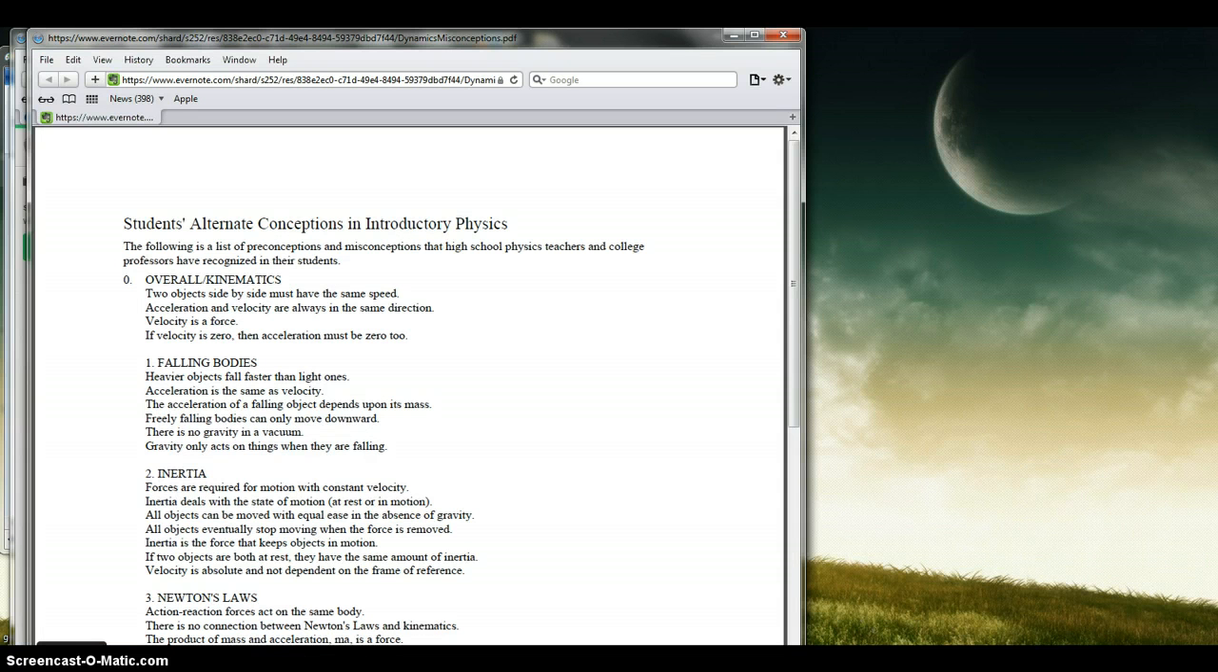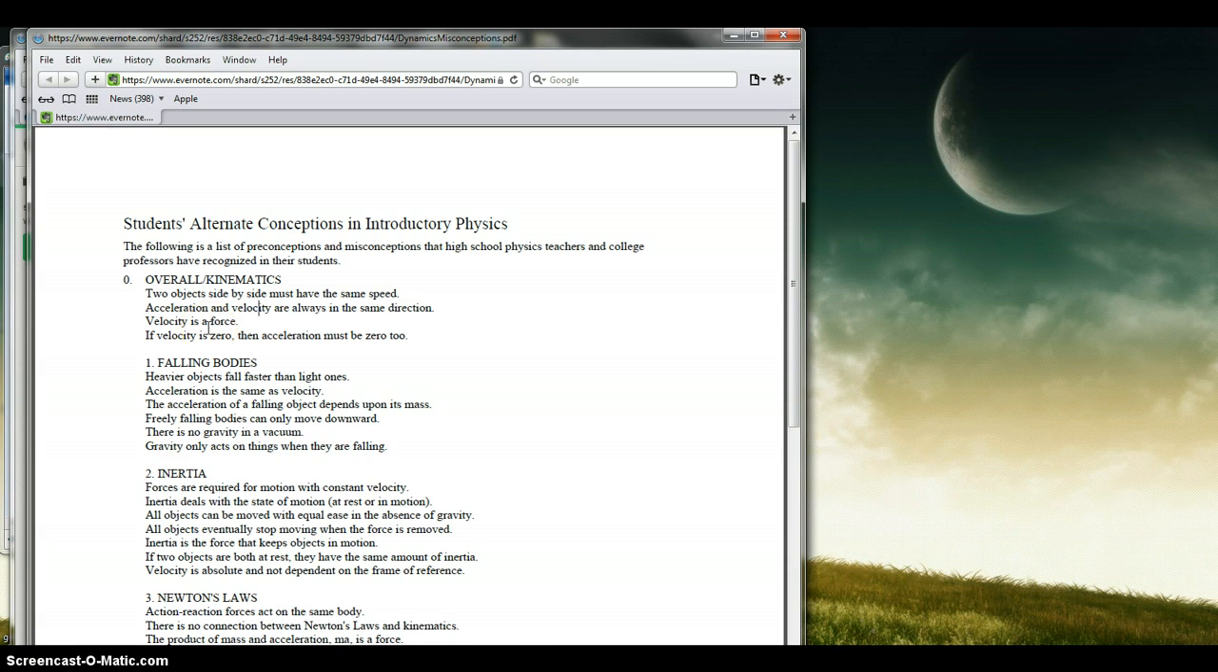To continue, there are some common misconceptions that I wanted to bring up about constant velocity, things that just need to be made clear so that everybody understands what velocity is and when it isn't. As you can see right here, velocity is not a force. Velocity is a vector.